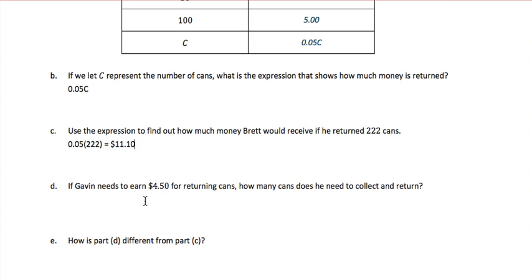Then if Gavin needs to earn $4.50 for returning cans, how many cans does he need to collect and return? Now in this case, we're going to need to work backwards. So we're taking $4.50 and dividing it by 5 cents a can. And that tells us that he needs to collect and return 90 cans.